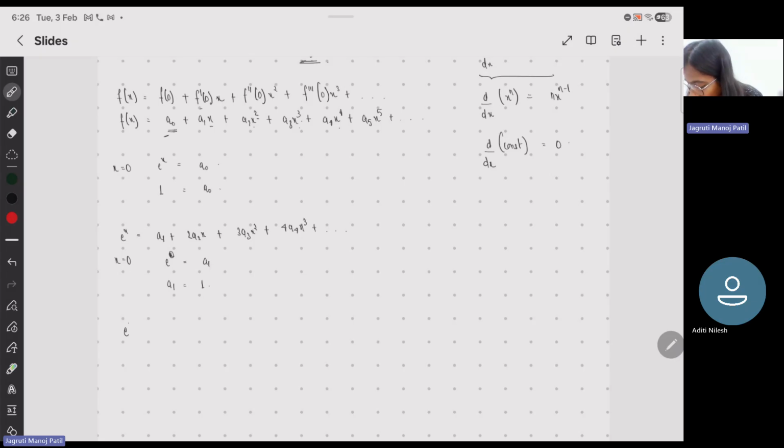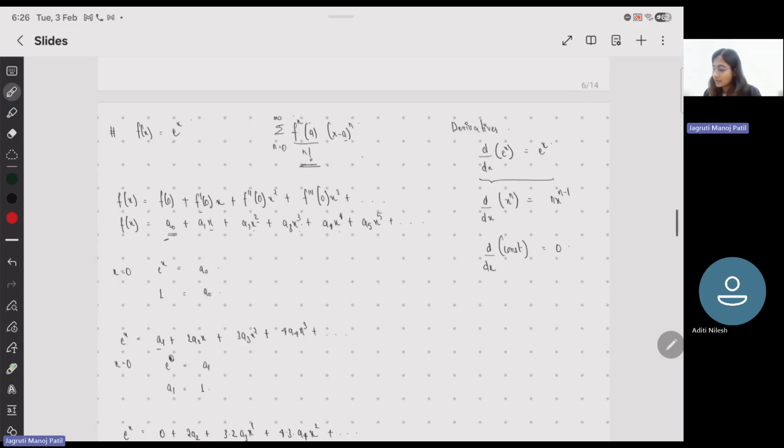So let's take the derivative once more. Now, if we do this for this particular term, it would be a constant, so that's 0. This is 2a2 plus 3 times 2a3 x raised to 1. This is 4 times 3 times a4 x raised to 2 and so on. Right. So you take the first term, evaluate this at 0. You get 1 by 2 is equal to a2.